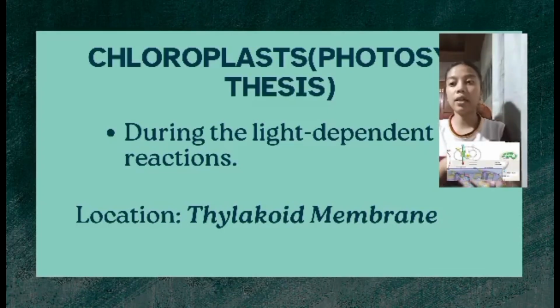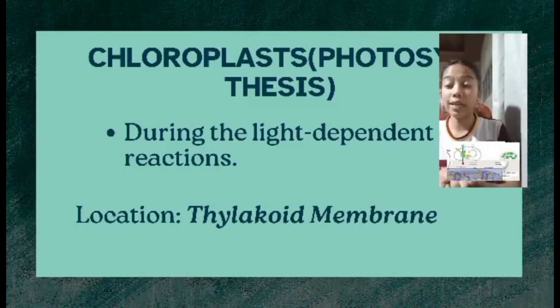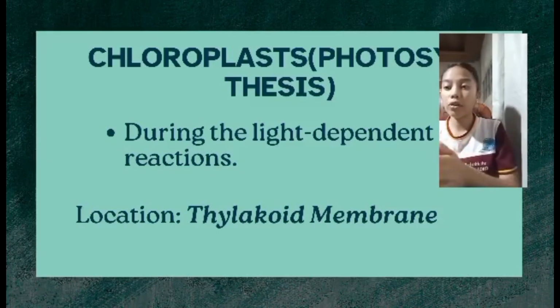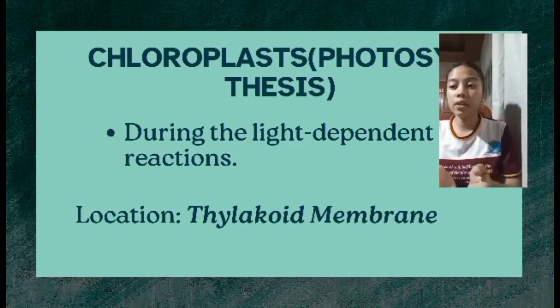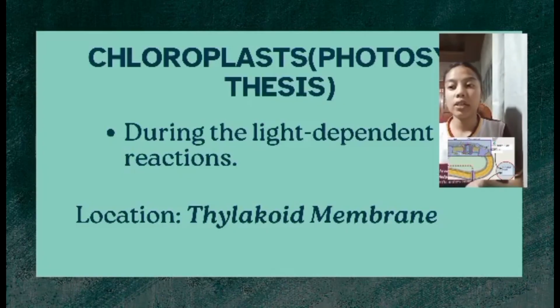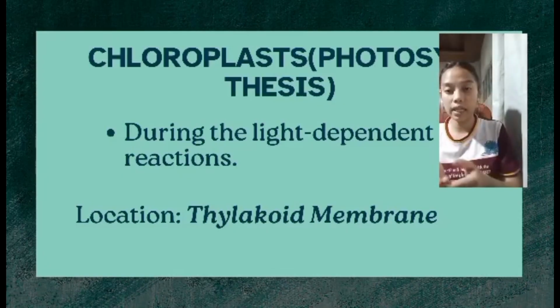So, when the light energy excites the electrons that pass through an electron transport chain or ETC, it then pumps the hydrogen ions or the protons into the thylakoid space, creating a proton gradient. This potential energy drives protons back through the ATP synthase, an enzyme that synthesizes ATP from ADP and inorganic phosphate. The ATP produced here is then used in the Calvin cycle or the light-independent reaction for sugar synthesis.